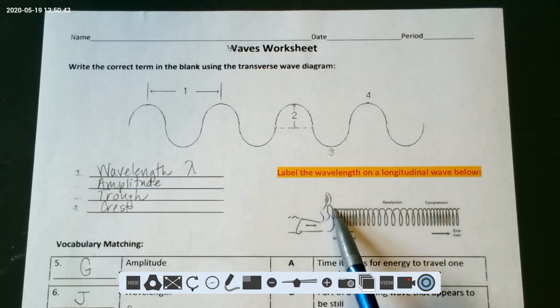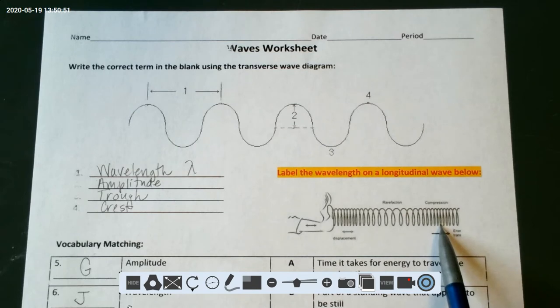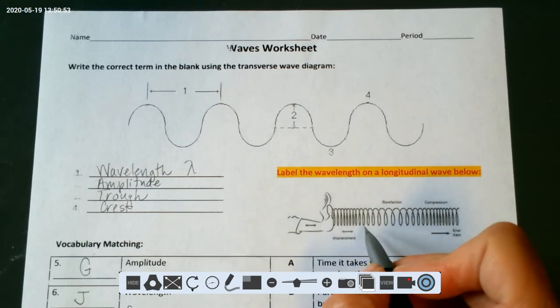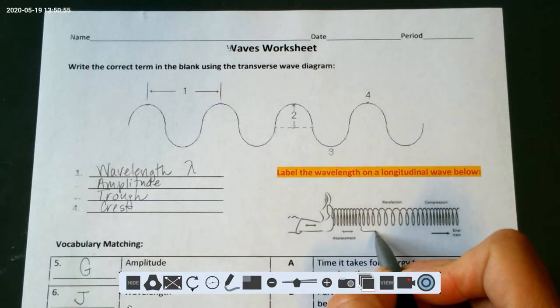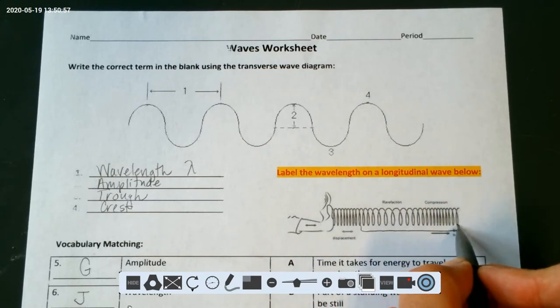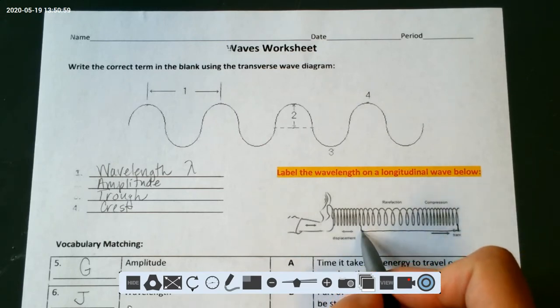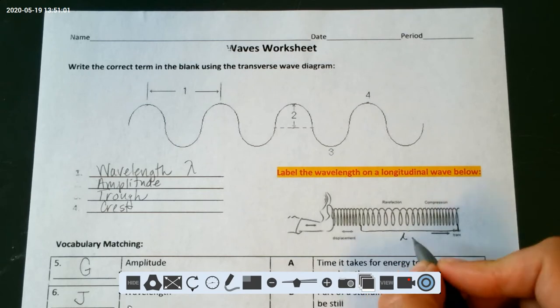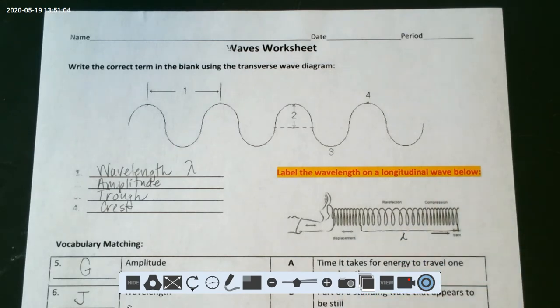I can either start at the beginning and go from beginning to beginning, or I can go from end to end. Or if I want to go in the middle, I can go from middle, but I have to go to the same point of the middle of the next one. So I'm just going to choose towards the end, and I'm going to draw a little line over like this to the end of the second compression, and I'm going to label that with the lambda sign so I can label my wavelength on this longitudinal wave. Okay, so that is the wave diagrams.